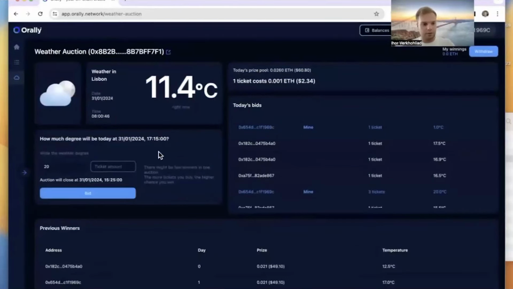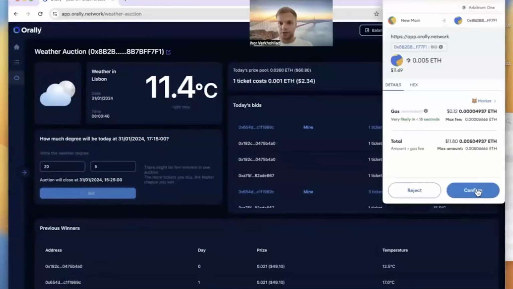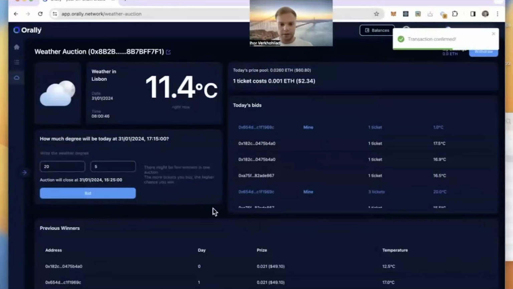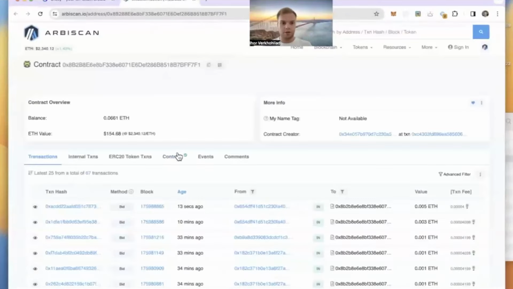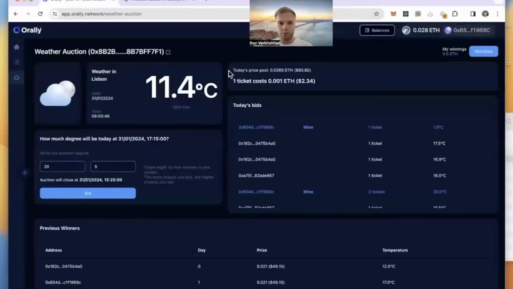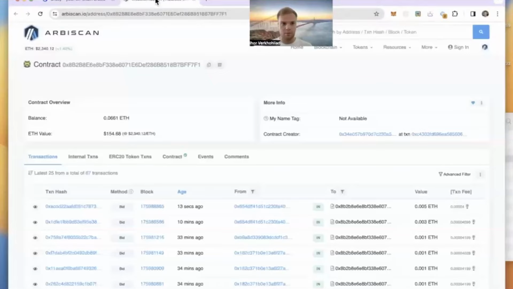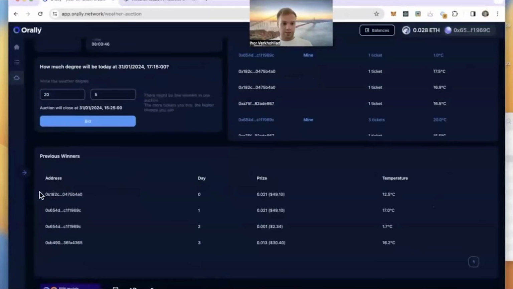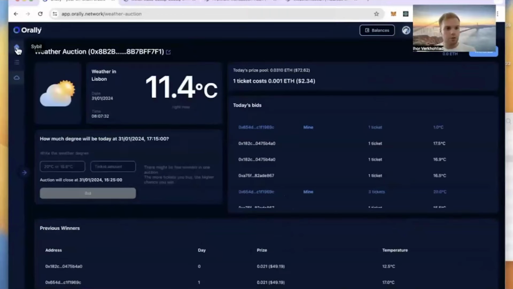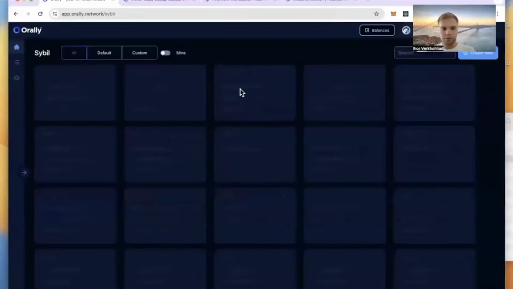You can, for example, say that it will be 20 degrees Celsius in Lisbon at that time, and I would like to buy 5 tickets. This is just an interaction with the contract, and we've made a bid. Then when the time comes, our PTI canister fetches data, creates a transaction, and sends it to our contract. The closest bid will win the whole prize pool, or if several bids have exactly the same temperature, it will be split equally among them. You can also see previous winners, who already won with which bet and how much they won.